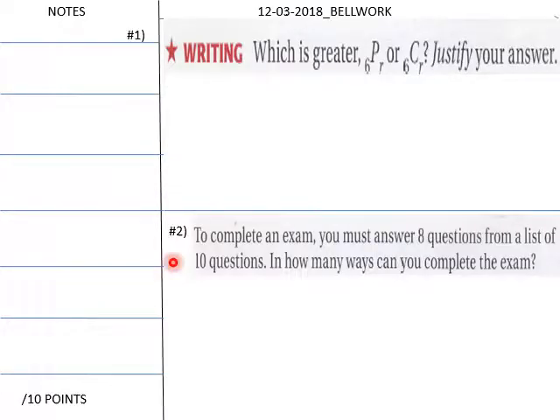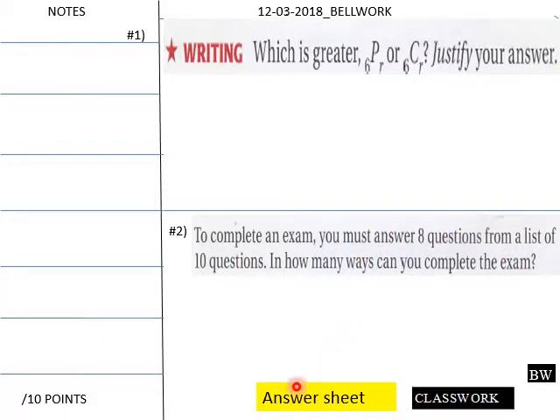And teachers, here's your bell work. Write which is greater, 6P7 or 6C7. Justify your answer. And then, a complete exam: eight questions from a list of 10. How many ways can you complete the exam? So here is your bell work. Teachers, give them 5 minutes.